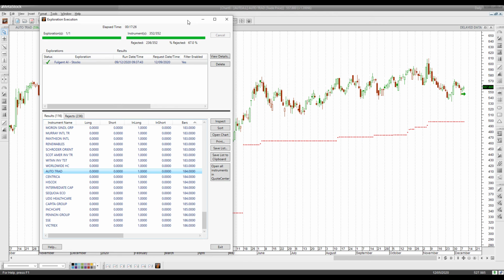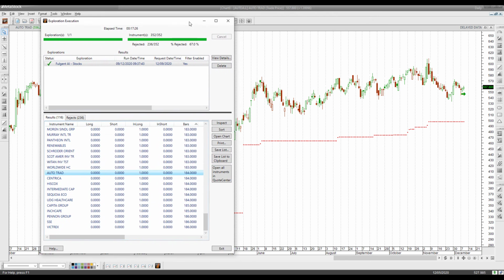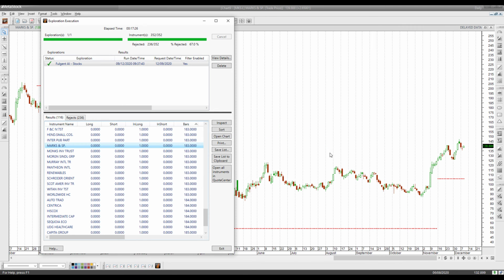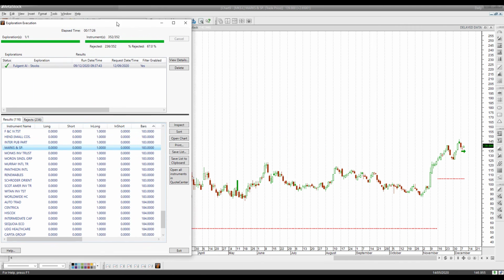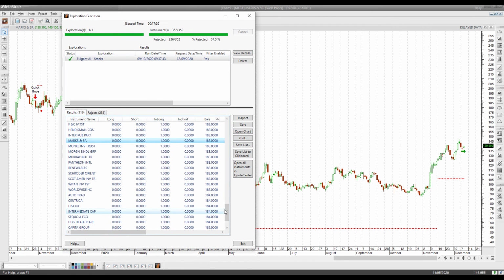Oh yeah, what a wonderful trade that was. Huge move up, still grinding higher. See if there's any other familiar names. Marks and Spencer, interestingly enough, 183 days into trade. You can see there's also a nice move there, major reversal up, and a nice move there.